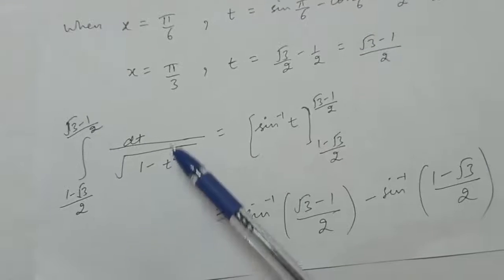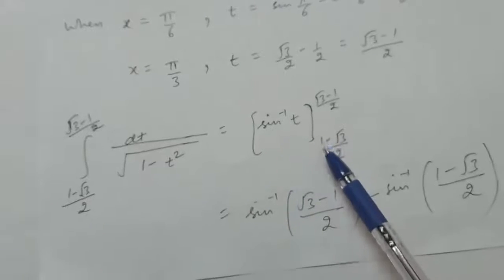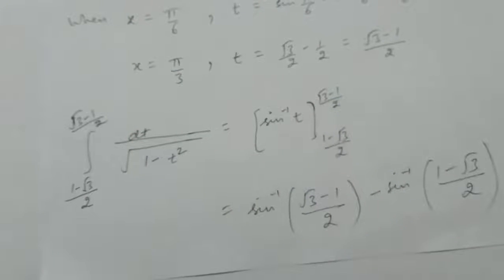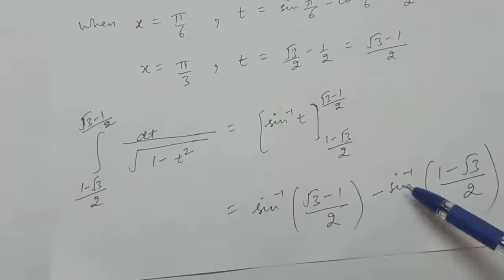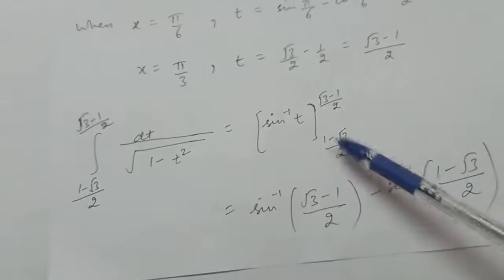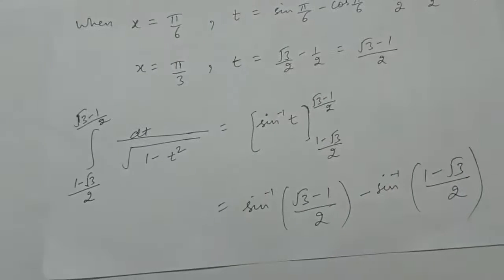Now you know the integral of 1 upon root 1 minus t square is sin inverse t, and these are the limits. So first put the upper limit in place of t, minus sin inverse, put this limit in place of t. So this will be the final answer.